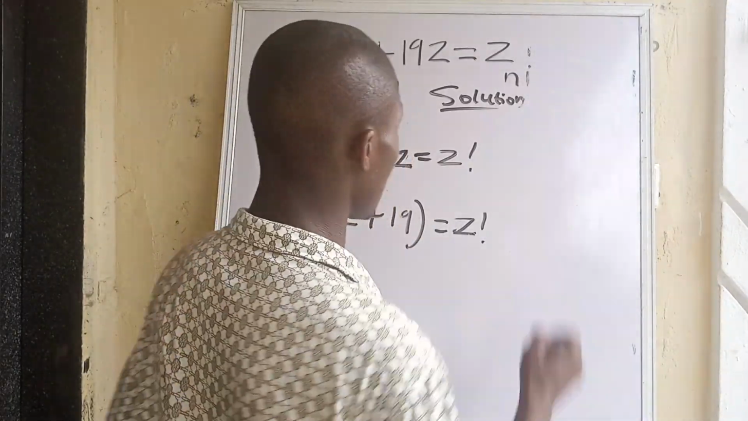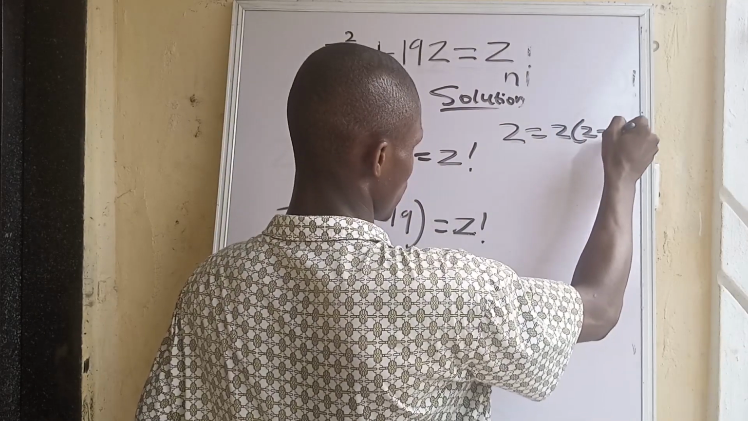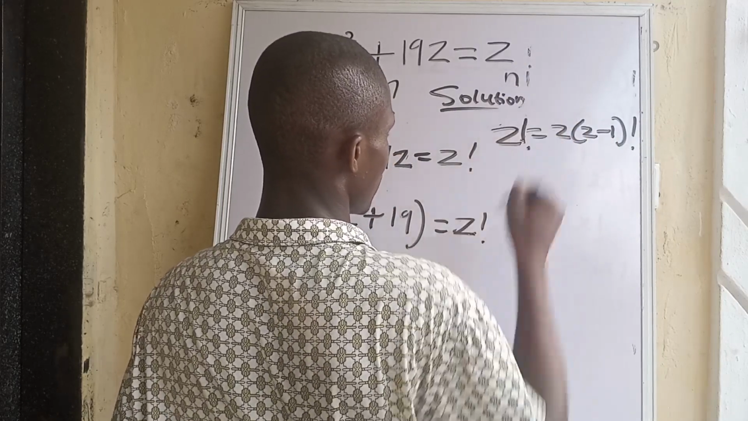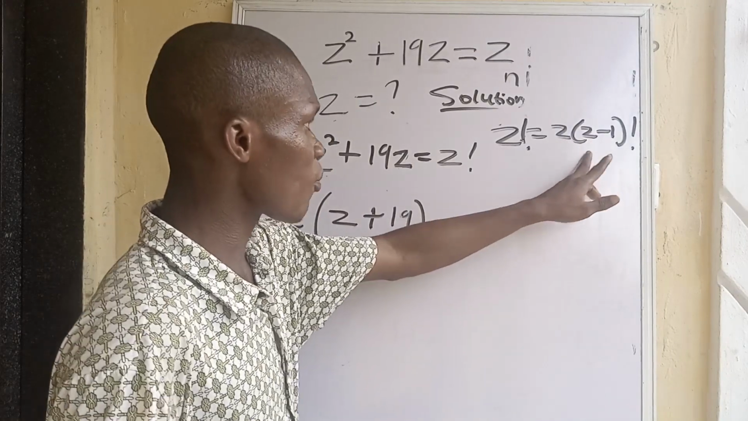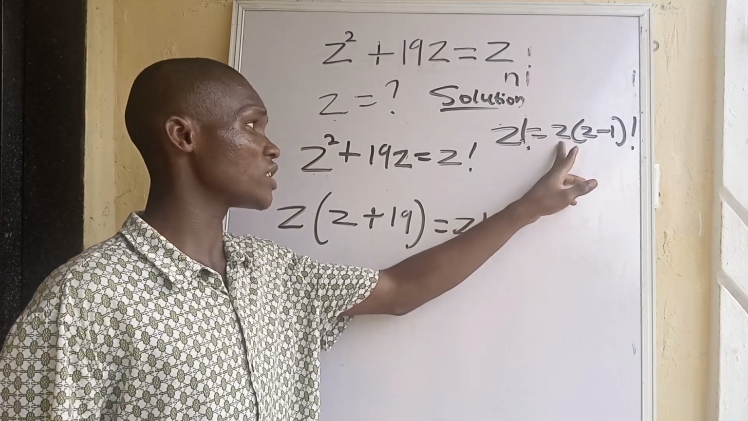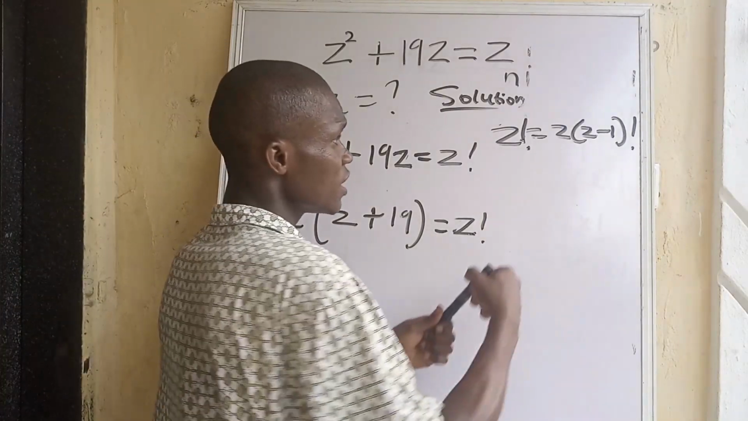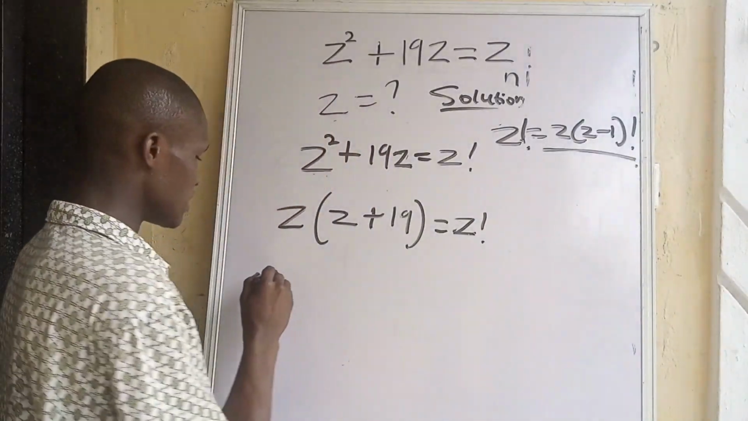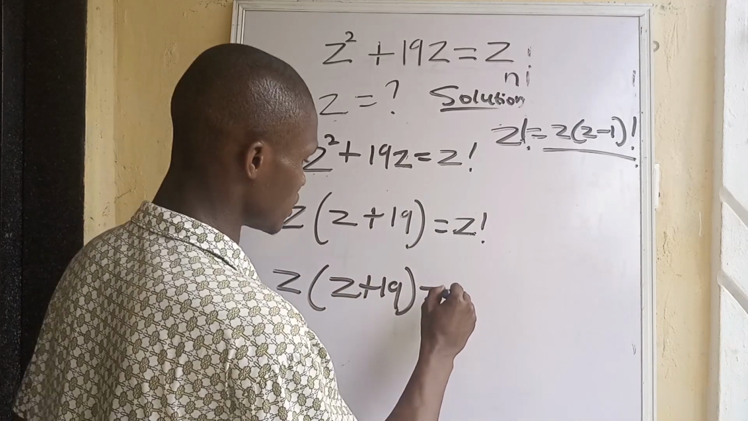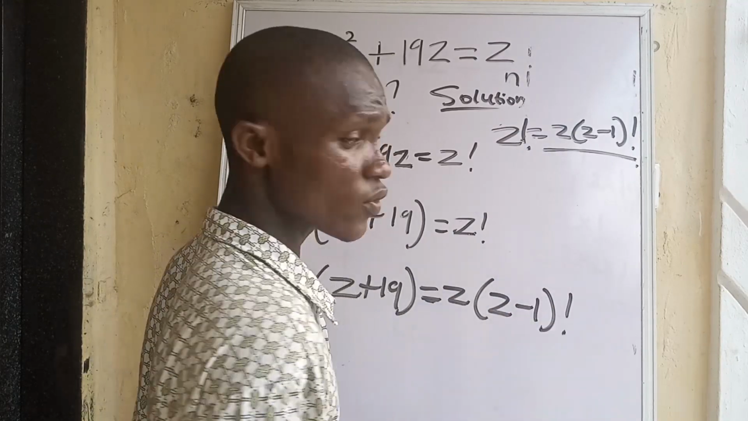So we are going to take z to be equals to z, open bracket, z minus 1, close bracket, factorial, z factorial actually. So z factorial is equals to z, open bracket, z minus 1, close bracket, to the factorial. So in place of z factorial, we are putting the whole of this. So we are going to have z, open bracket, z plus 19, close bracket, equals to z, open bracket, z minus 1, close bracket, and the factorial.